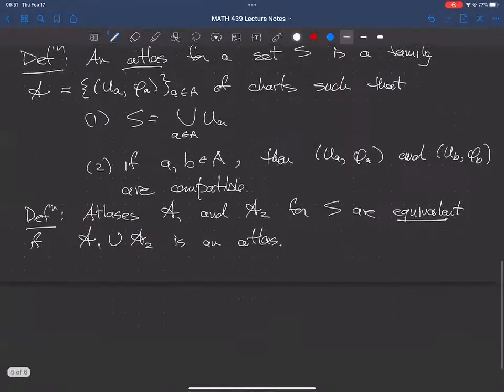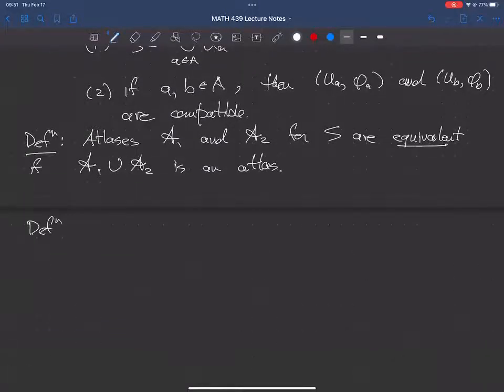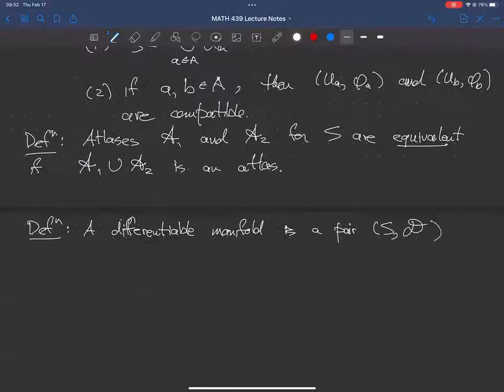All right, so then finally, a differentiable manifold is a pair (S, D), where S is a set and D is an equivalence class of atlases on S.